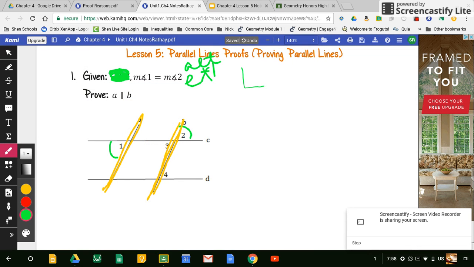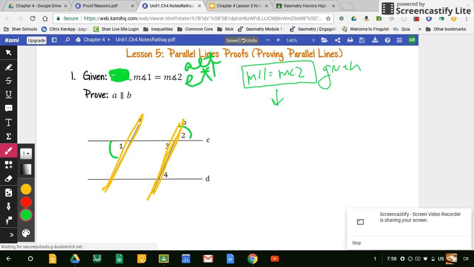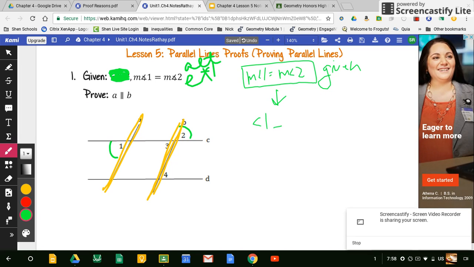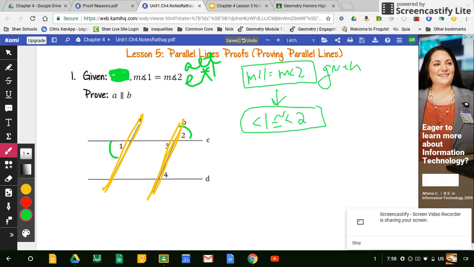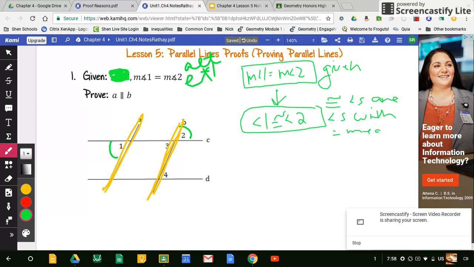I'm given that the angles are equal, however. And to get parallel, I do need to switch this to congruent. So angle 1 is congruent to angle 2. And our reason here is congruent angles are angles with equal measure. Sorry about the messy handwriting. I'm working on my home computer, so it's not quite as easy to write.